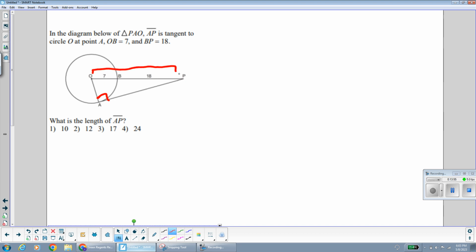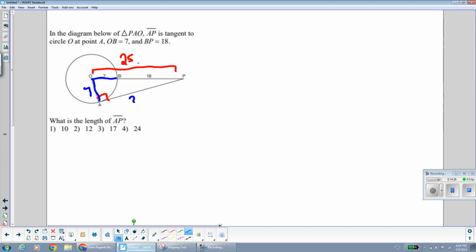I know that this is 7 plus 18. So I can find the side of my right triangle by adding the two parts together, and that would be 25. And remember, all radii of a circle are congruent. Not only is OB a radius of the circle, but so is OA. So it would be 7. And then we're just finding this leg of the right triangle.